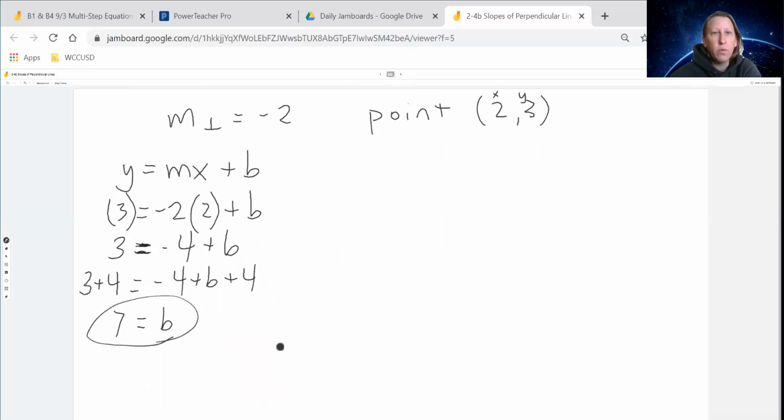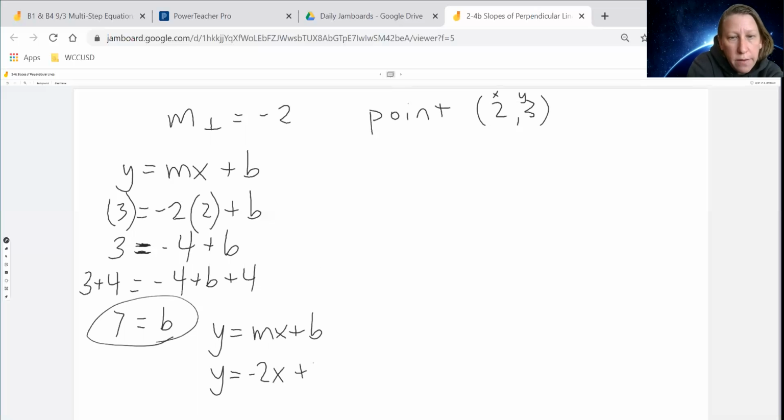Okay, so if you're showing work this way, you have the slope and you have the y-intercept. So you would put it together. If you're showing work, you would go like this, -2 for the slope and 7 for the y-intercept. That is the answer to this problem.